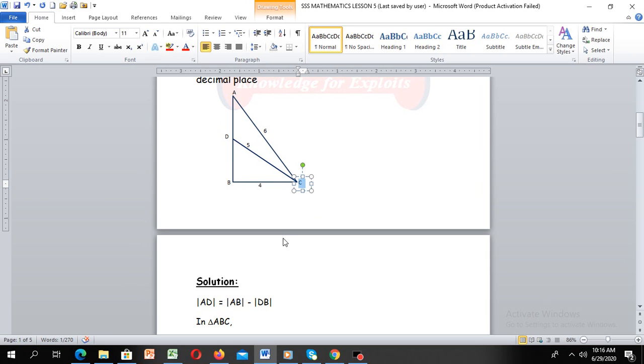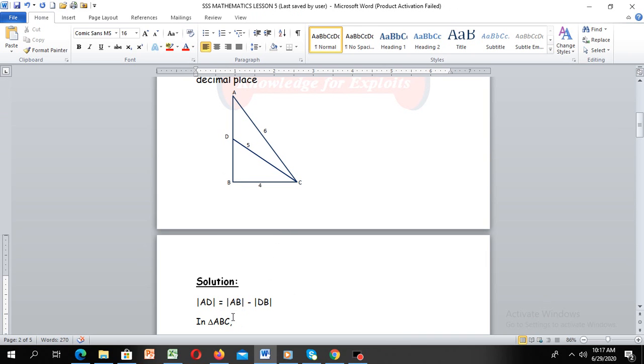Now, looking at this side, you have side AB. We discover that AB is made up of AD plus DB. And at the end of the day, we're going to have side AD equal to AB minus DB. Length AB minus length DB will give you length AD.